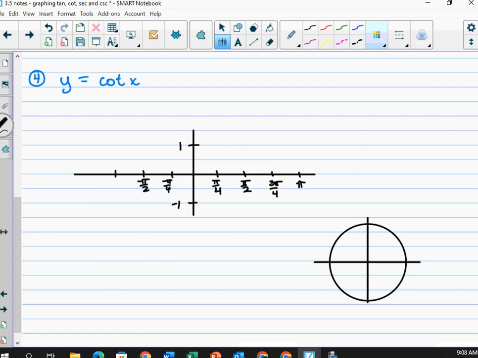Nope. We'll get to that when we do inverses. Not for a while. Is our period the same though? Yeah, period. So tangent and cotangent both have a period of pi over 2.